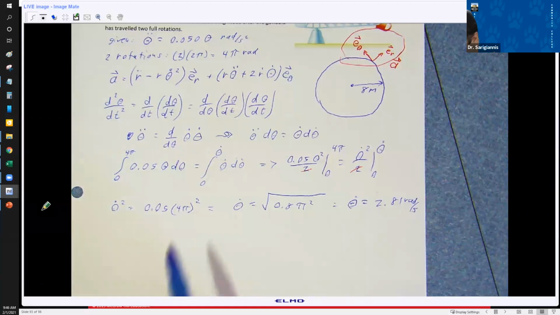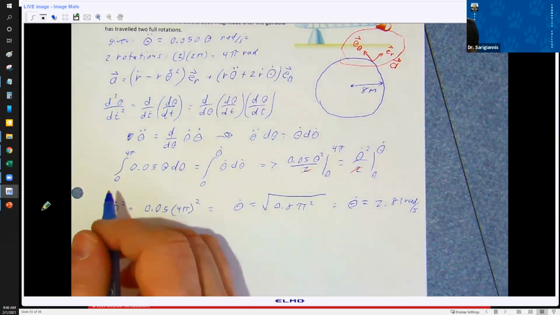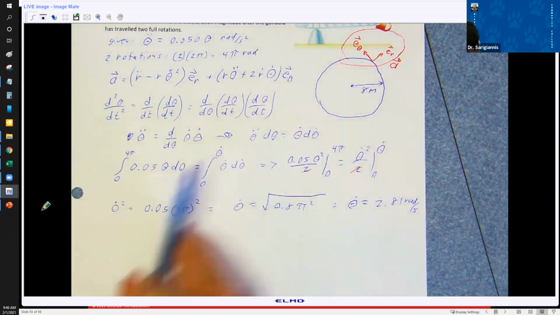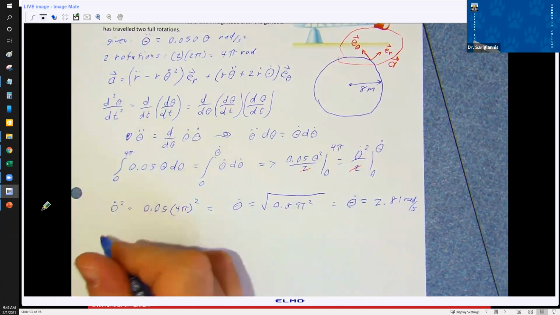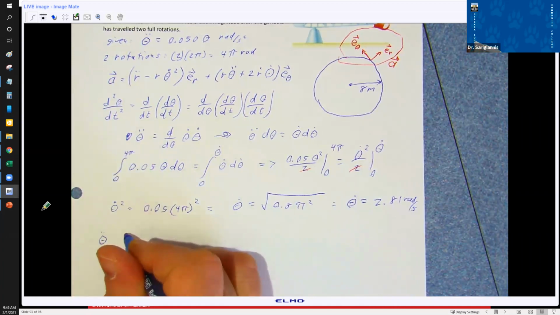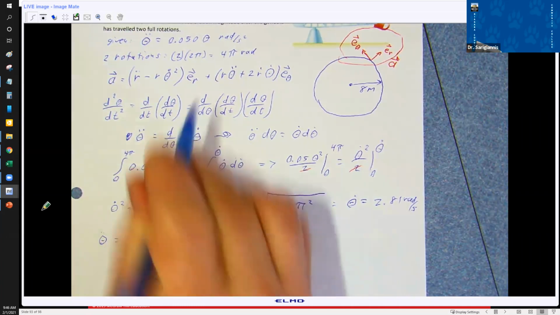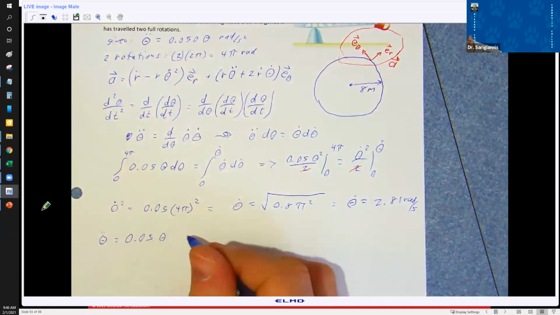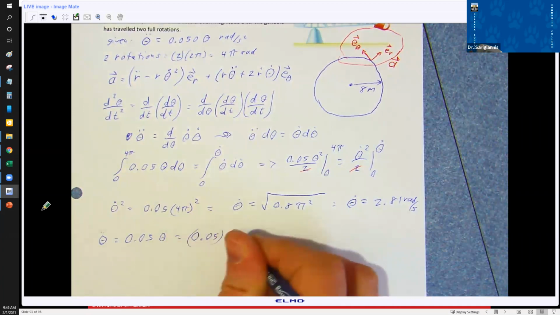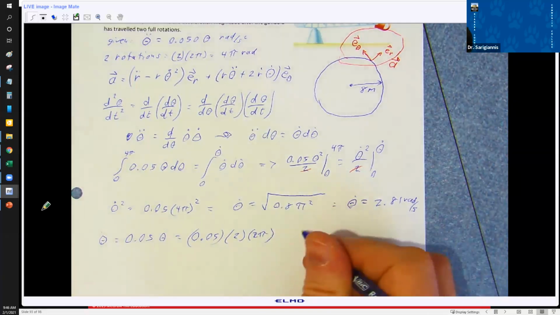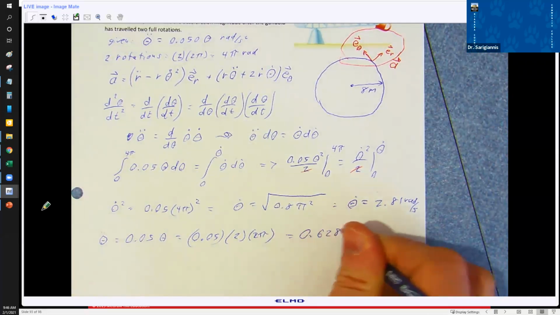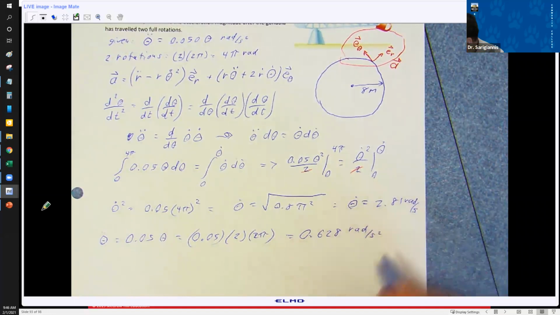Angular acceleration at 2 rotations. So now we've got theta dot. We also have theta double dot, which we can solve, and it's going to be 0.05. That was actually given to us. Which is just 0.05 times 2 times 2 pi, that's the 4 pi radians. And that's 0.628 radians per second squared. So those are our thetas and our theta dots.